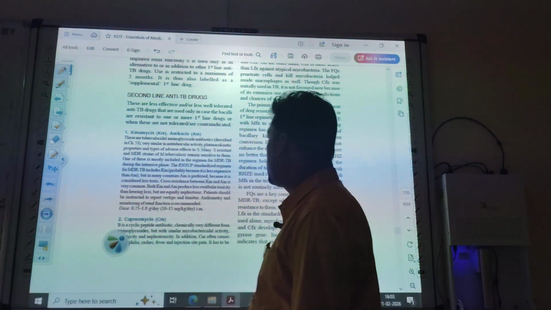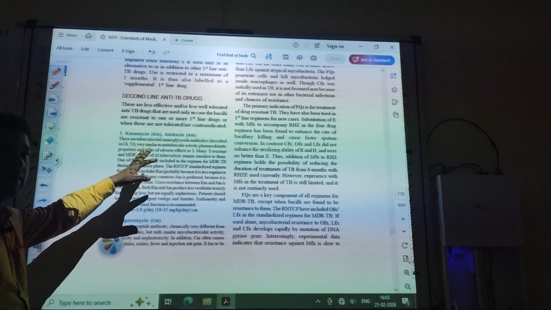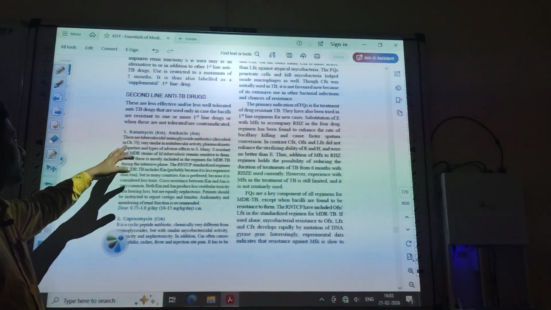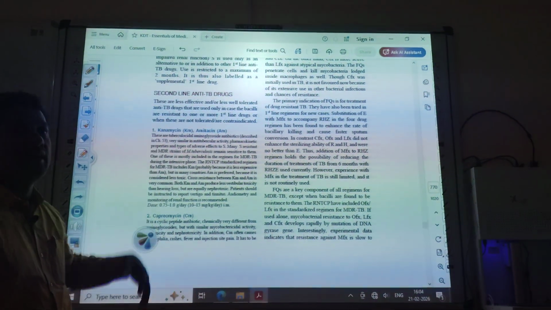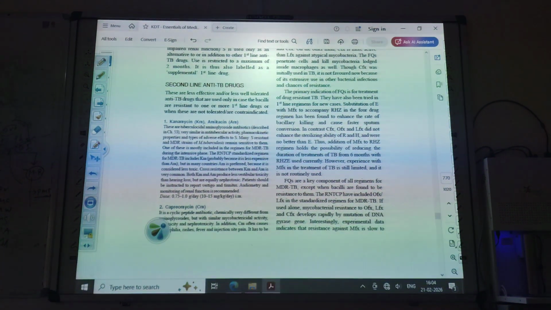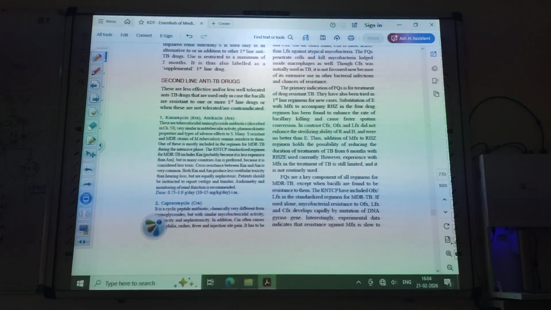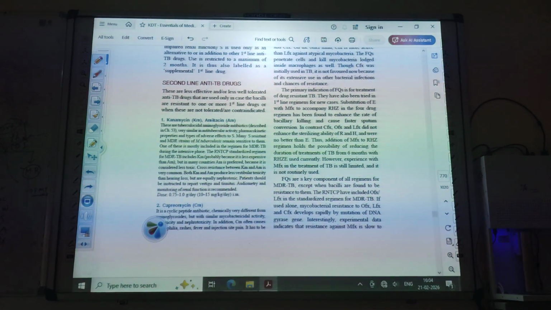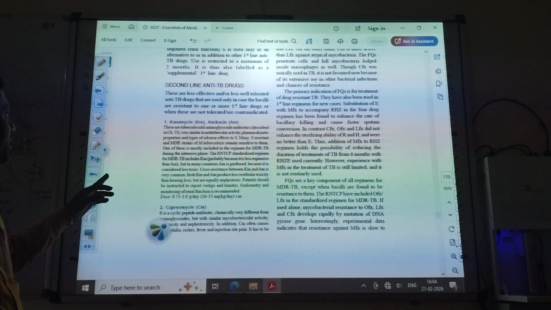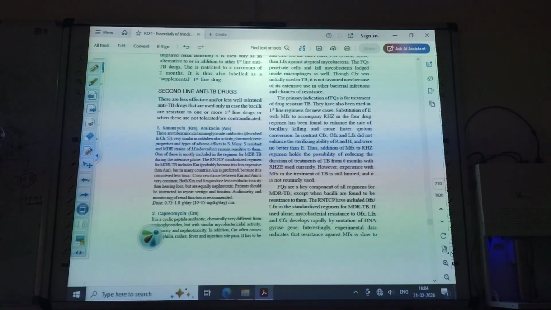These are tuberculocidal. Kanamycin is an aminoglycoside antibiotic. You know, aminoglycoside antibiotic, kanamycin. Tuberculocidal, which is cidal and which is static, you have to emphasize on these words. Very similar to streptomycin in antitubercular activity, pharmacokinetic properties and types of adverse effects. Many streptomycin-resistant strains of M. tuberculosis remain sensitive to them.